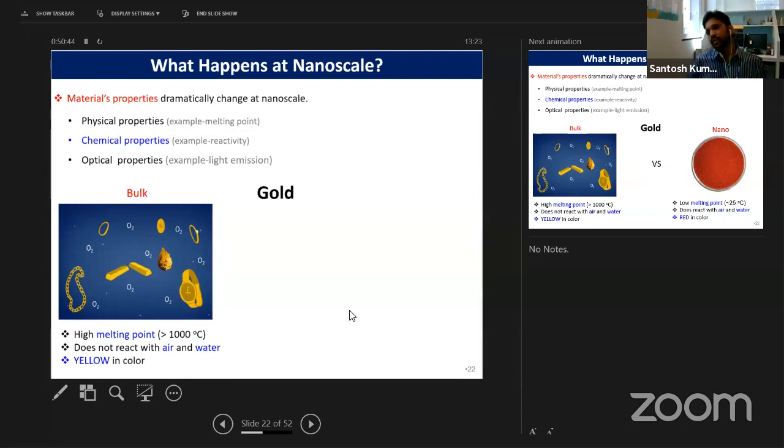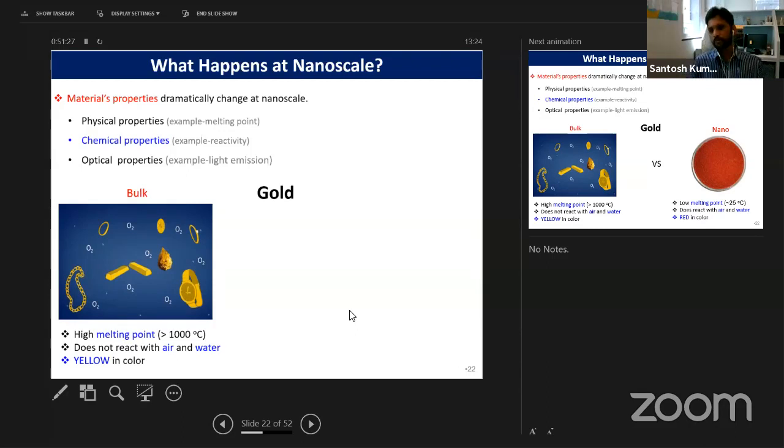So let's take gold, the best example. The gold we know, we love it because it doesn't react to the atmosphere, right? But being a researcher or a chemist, I'm not fancy about this gold because it doesn't do anything for me. Bulk gold melts at more than 1,000 degrees, and does not react with, as I said, air and water. And the color of this gold is yellow.